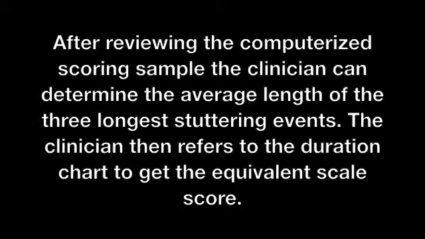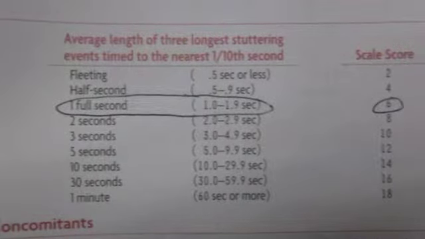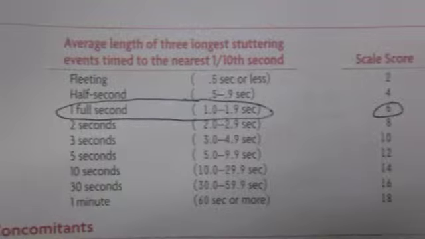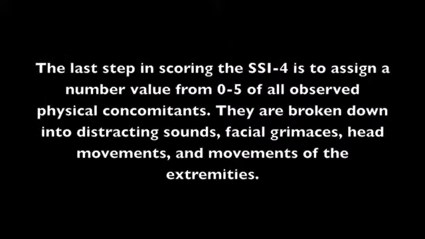After reviewing the computerized scoring sample, the clinician can determine the average length of the three longest stuttering events. The clinician then refers to the duration chart to get the equivalent scale score. The last step in scoring the SSI-4 is to assign a number value from 0 to 5 to all observed physical concomitants. They are broken down into distracting sounds, facial grimaces, head movements, and movements of the extremities.